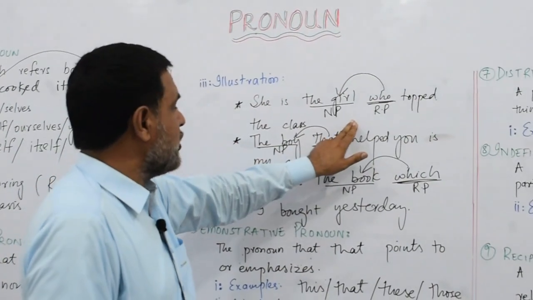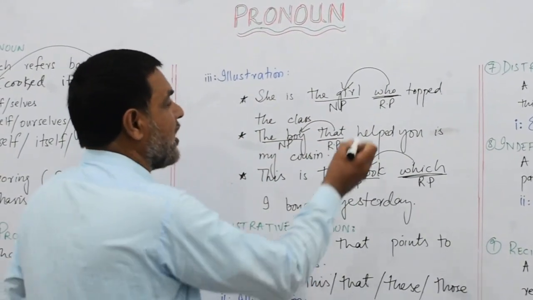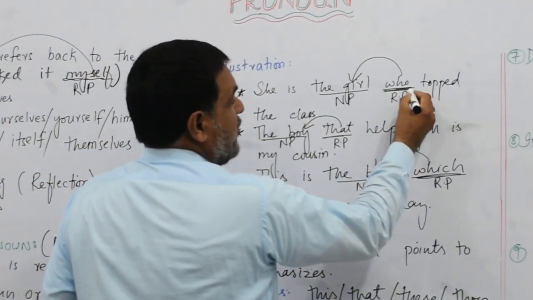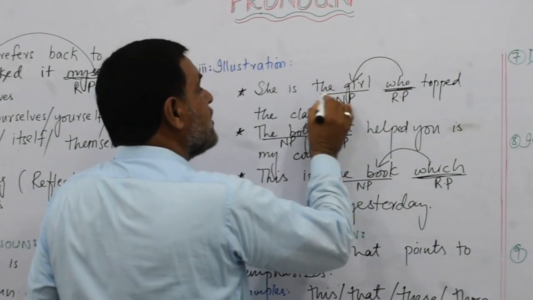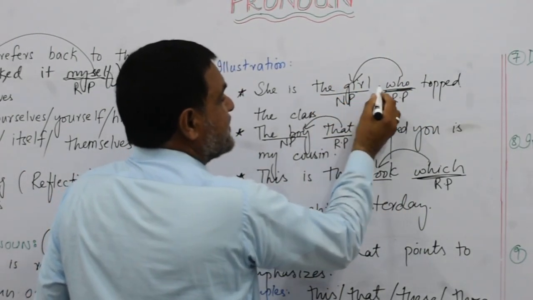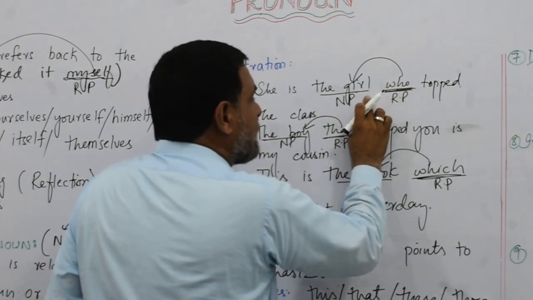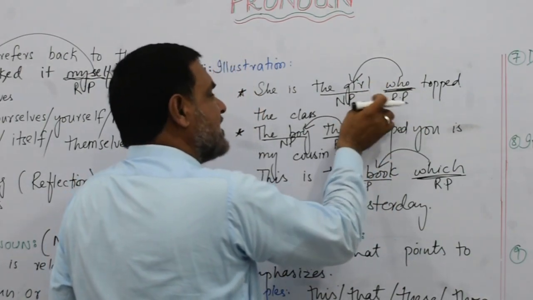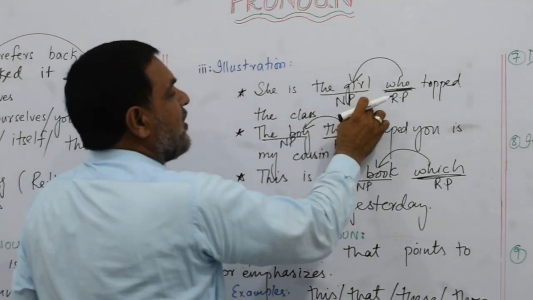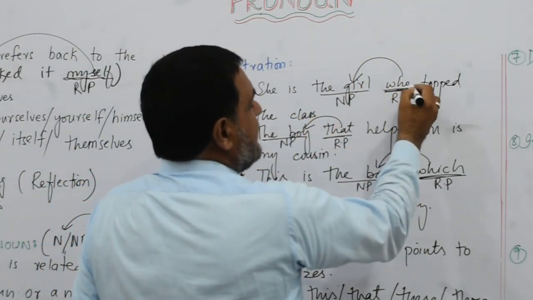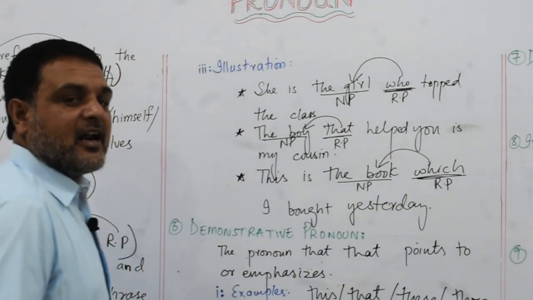She is the girl who topped the class. Now you have got who, which is a pronoun, and it refers to the girl, which is a noun phrase. And see, there is no gap between the two. Who refers to the noun or noun phrase that has been used before it. This who will be called a relative pronoun.